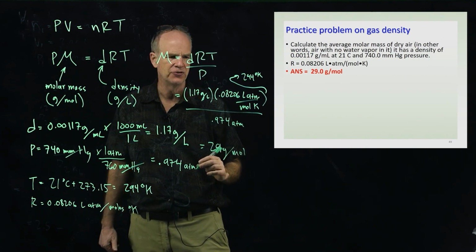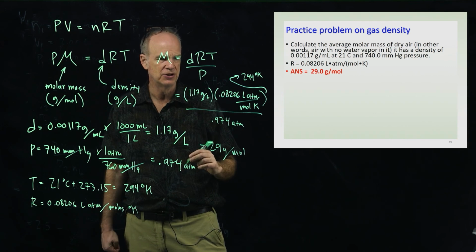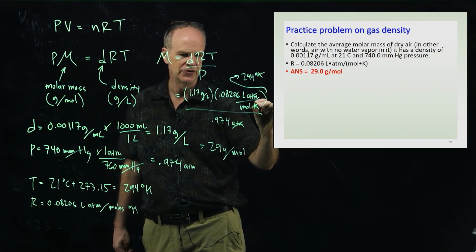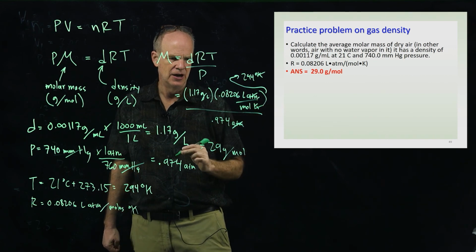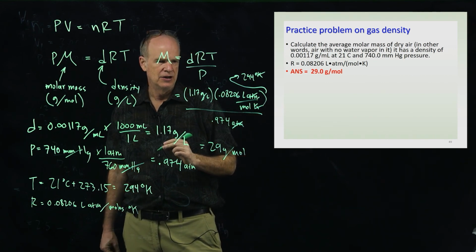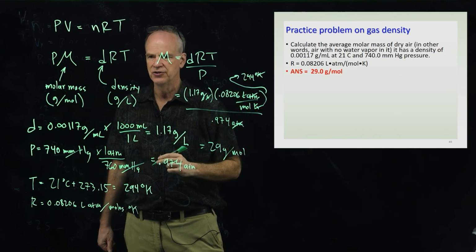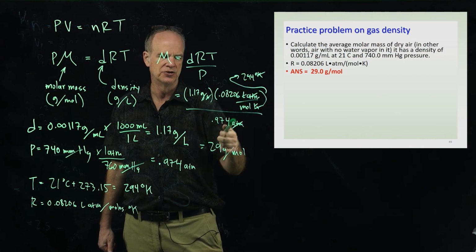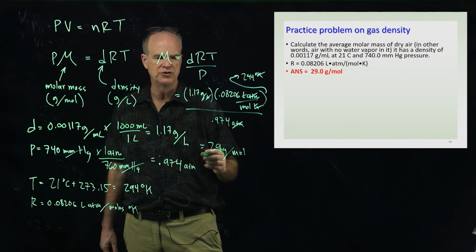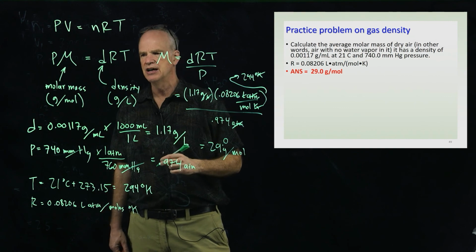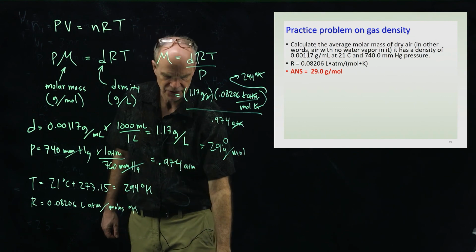Let me just confirm that the units are going to be in grams per mole. We can see that atmospheres cancels and Kelvins cancels. It looks like we have grams per liter and liters per mole, so liters cancels, and we will have an answer in grams per mole. When you do the math, and it turns out to be three significant figures, it should be 29.0 grams per mole. Okay, so let's move on to a new problem.